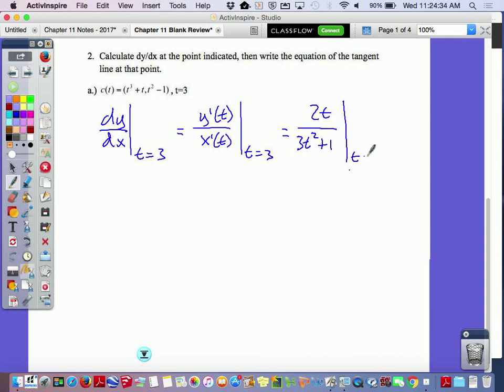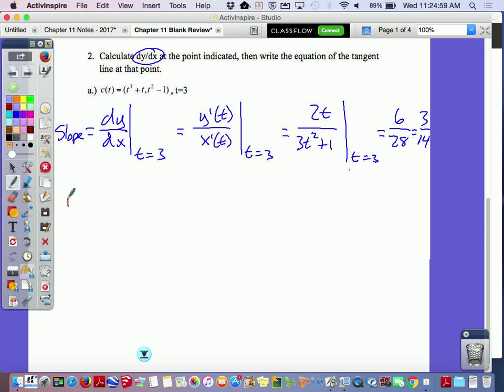Into that we plug in t equals 3, and we get back 6 over 28, which would reduce down to 3 over 14. So that is our dy/dx at our point. And now we just need to write the equation of the tangent line. So dy/dx gives us our slope. So we have our slope, that's 3/14.